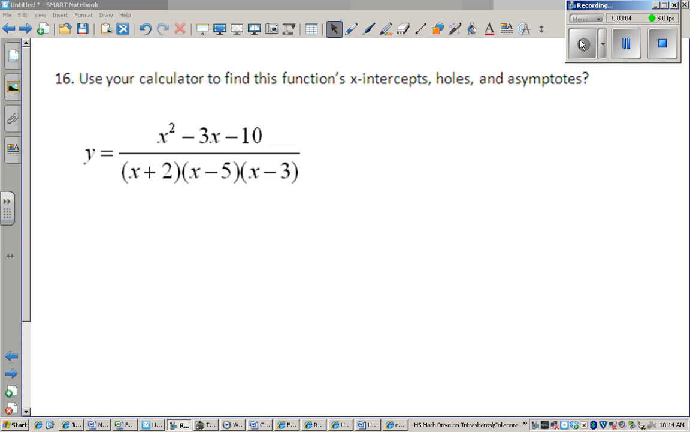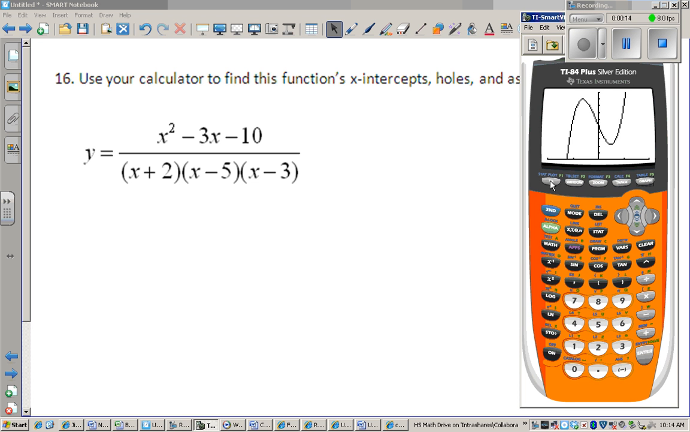Okay, question number 16 says, use your calculator to find this function's x-intercepts, holes, and asymptotes. So what we're going to do is go to our calculator and type in our function. We'll use parentheses for the numerator. The numerator is x squared minus 3x minus 10. Close parenthesis, and we're going to use a division bar.